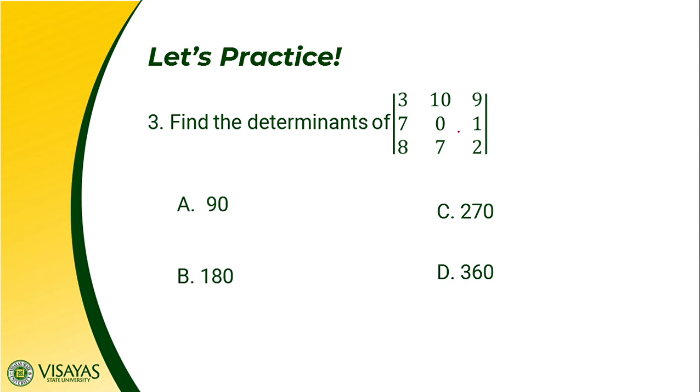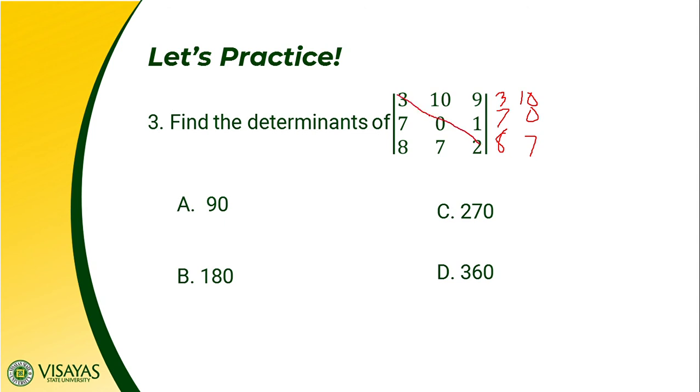So here, again, in finding the determinant of a 3 by 3 matrix, you just extend the grid by rewriting the elements in the first two columns. So we rewrite 3, 7, 8, 10, 0, and 7.